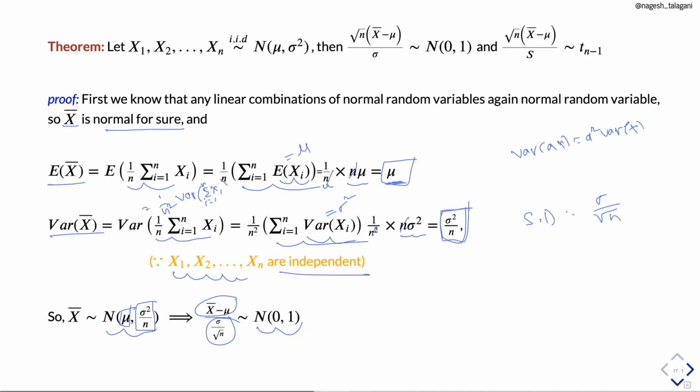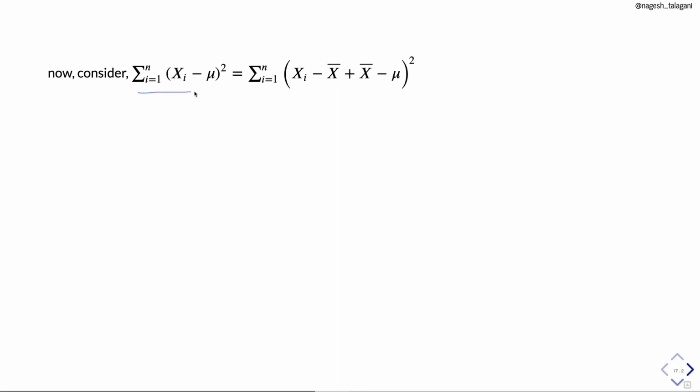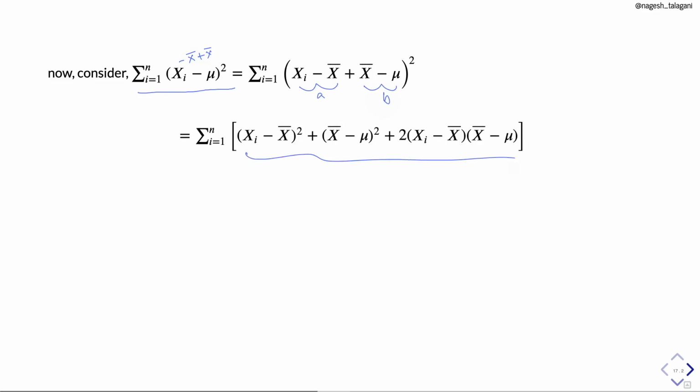Next I am going to show that root n of x bar minus mu by s follows the t distribution with n minus 1 degrees of freedom. Now let me consider the summation from i equal to 1 to n of xi minus mu whole square. Here let me subtract x bar and add x bar. Now you can think of this as a and this as b. In each term expand like a plus b whole square. Then in each term you will have xi minus x bar whole square plus x bar minus mu whole square plus 2 times xi minus x bar times x bar minus mu.